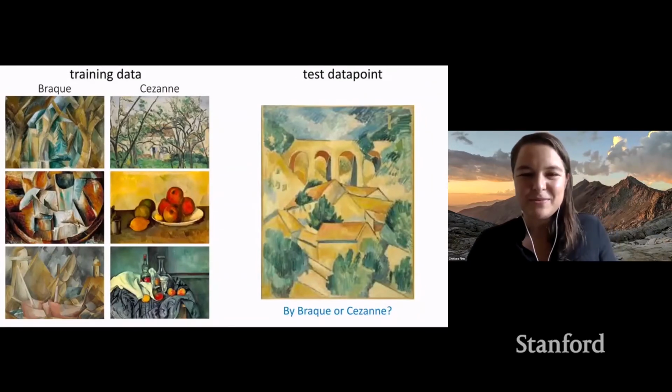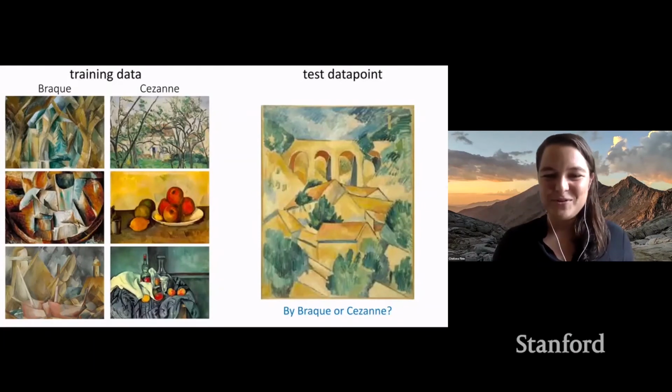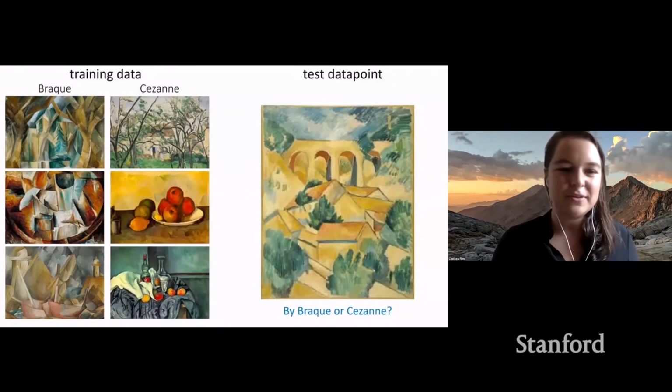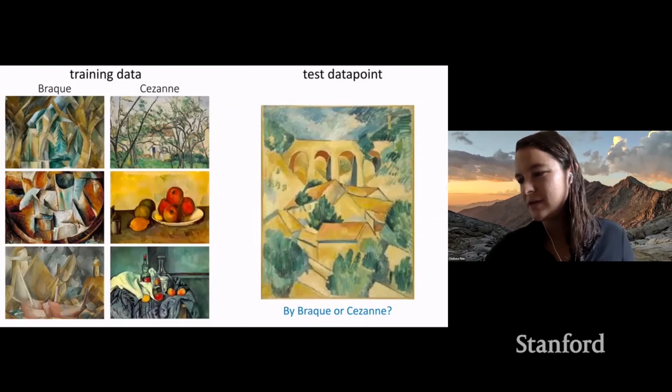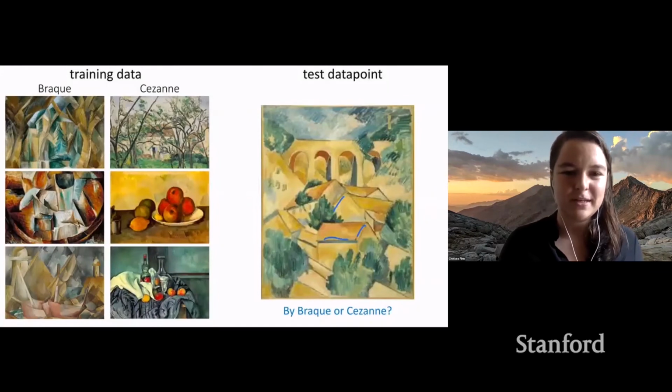Great, so it's 77% Braque. That is the correct answer, which is good. Most of you are very good few shot learners. And if you're curious, the way that you can see this is that you can see all sorts of lines in the Braque drawings, and you also see some of those more geometric shapes in the test data point as well.